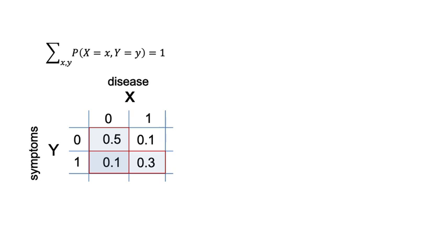So the idea of a contingency table like this is to show you the probabilities of each of these possibilities. And because these are probabilities, when we sum up over every possible x and every possible y, these numbers have to add up to 1 because they're probabilities. Okay?